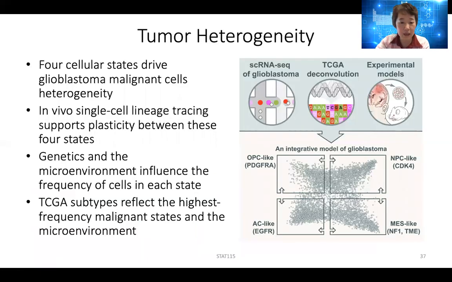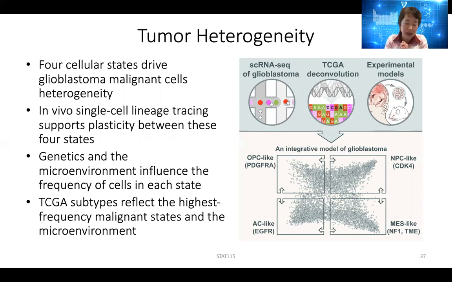Interestingly, recently there is a study. Sorry, I forgot to add a citation. I'll do that. It's a study from Mario Suva's lab last year. They did single-cell RNA-seq of the tumor. And interestingly, they saw there are 4 different cancer cell clusters. These 4 different subtypes really drive the tumor to have different heterogeneity.